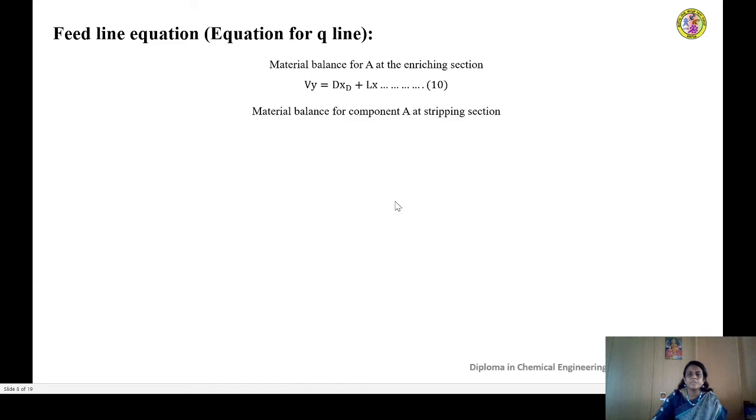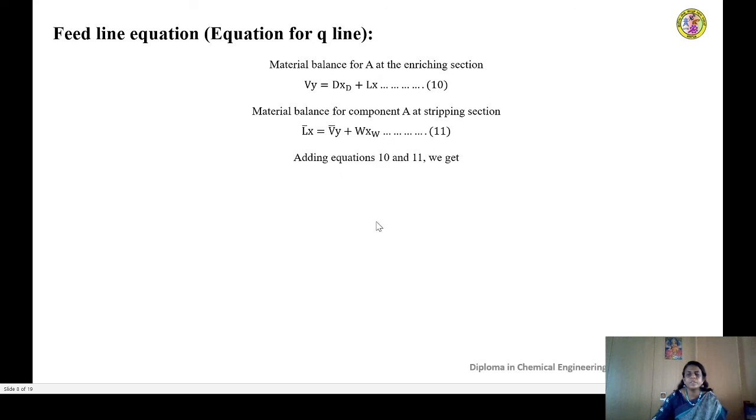Similarly, writing material balance for component A in the stripping section. L bar amount of liquid goes out containing X mole fraction of more volatile component. So multiplying the two will give you the amount of A that is present in the liquid going out from the bottom of the column, that is equal to V bar Y plus WXW, because this liquid is partially vaporized to create V bar vapors, so that is sent back to the column, and the remaining is the waste or the residue that is withdrawn from the bottom as a product. So L bar X is equal to V bar Y plus WXW. Keep this as equation number 11.